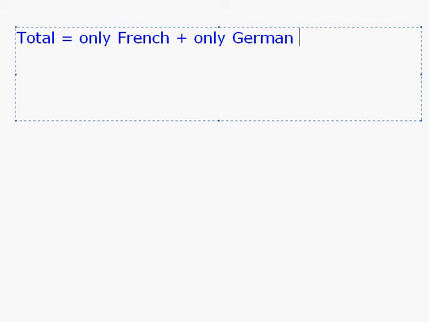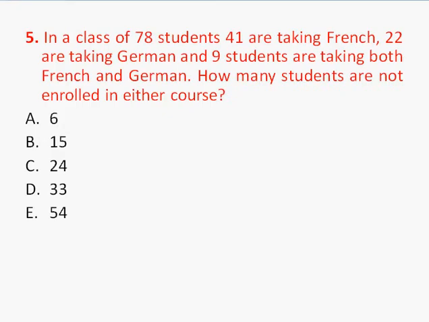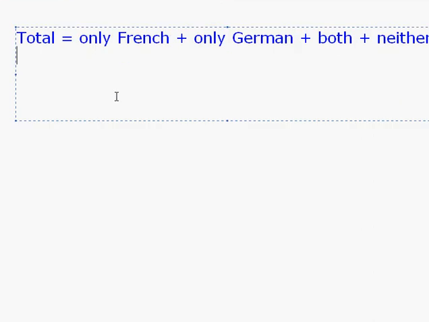Now you look, what could be seen here? Total number of students would be equal to those students who are taking only French plus those students who are taking only German plus students who are taking both plus neither. Okay, so this is the total number of students. So now, do we know the total number of students? Yes, we know the total number of students is 78. So we'll write here 78.